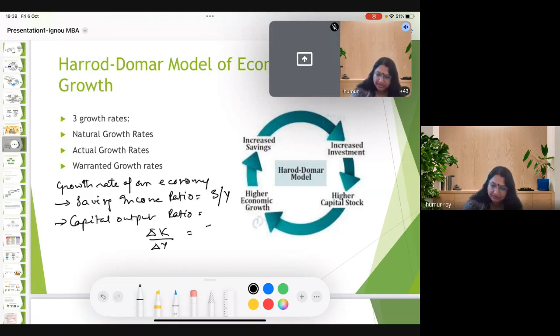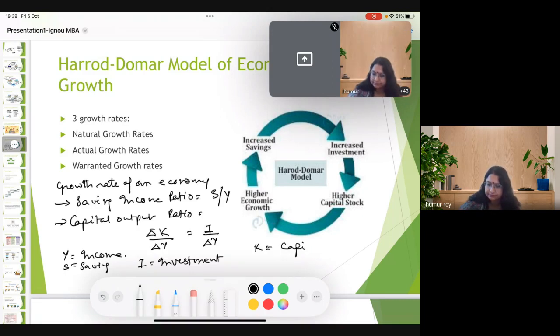So we say investment upon change in income. Y, remember, is always for income. We don't use I for income, we write Y for income. S is for saving, I is for investment, and K is for capital. Is it clear to you?